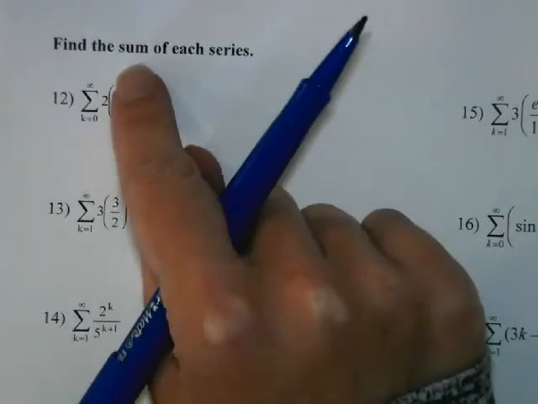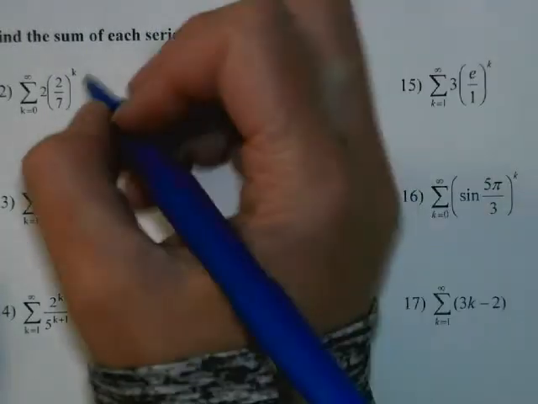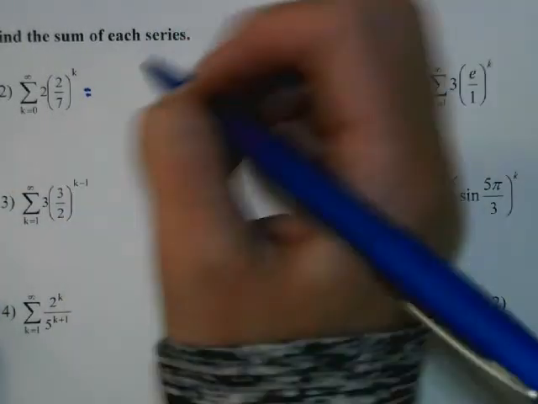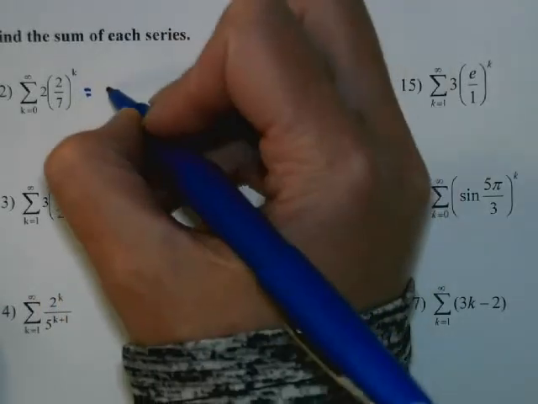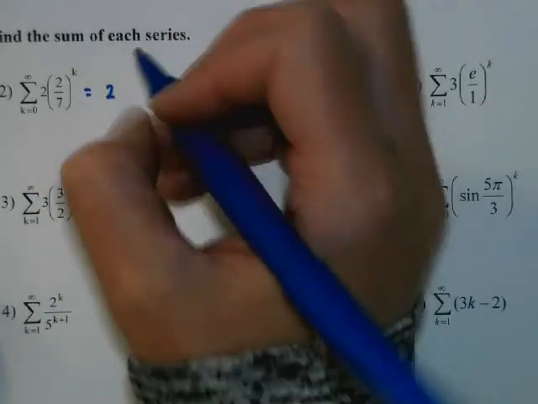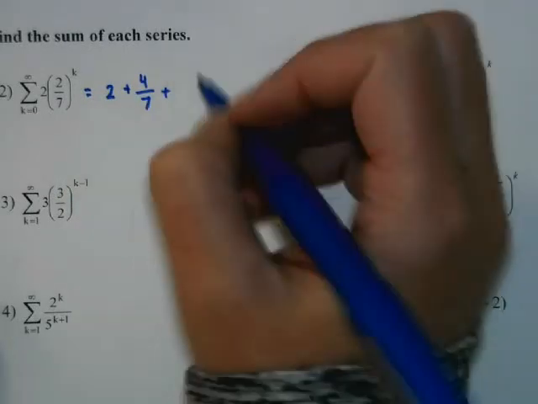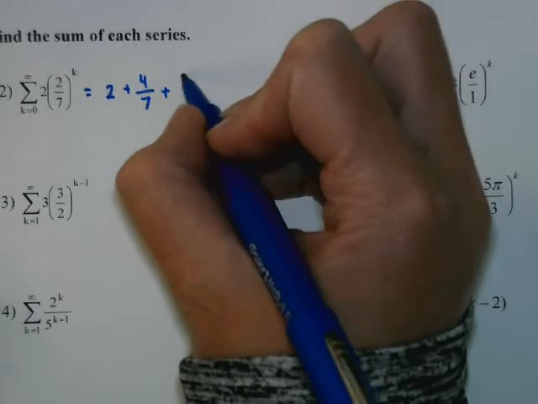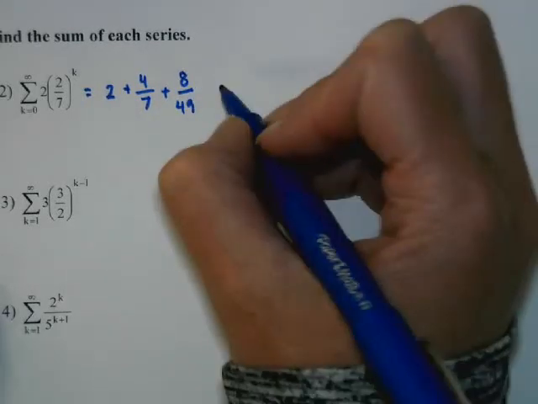Okay, now we're going to find the sum of the series. So first, when it's written in sigma notation, it's nice to write out a couple of terms. If I plug in a 0, this will be 1, so this is just going to be 2. If I plug in a 1, we're going to have 4/7. If I plug in a 2, we'll have 8/49.